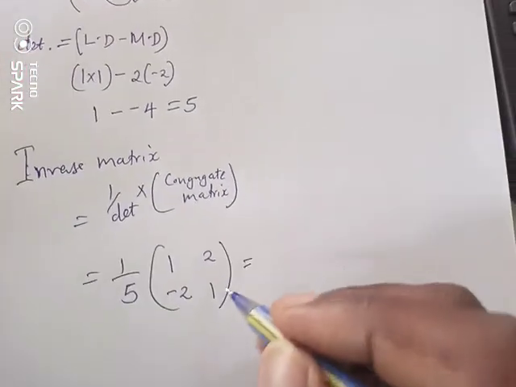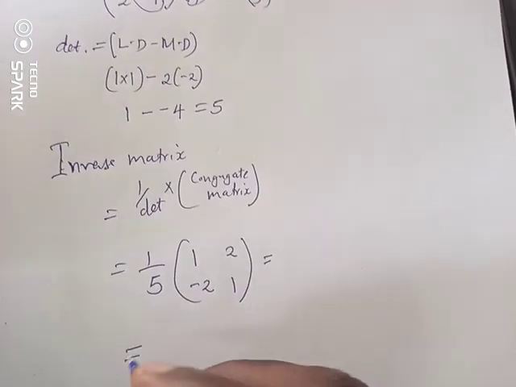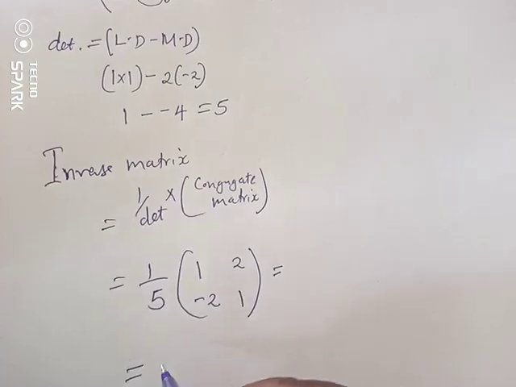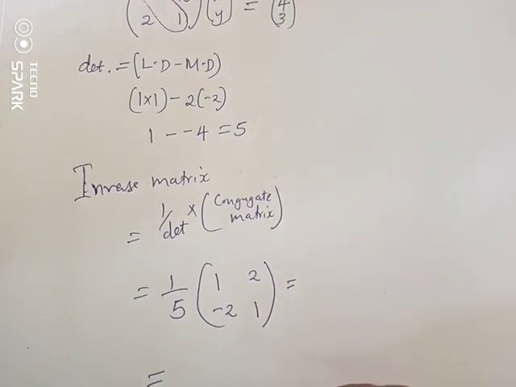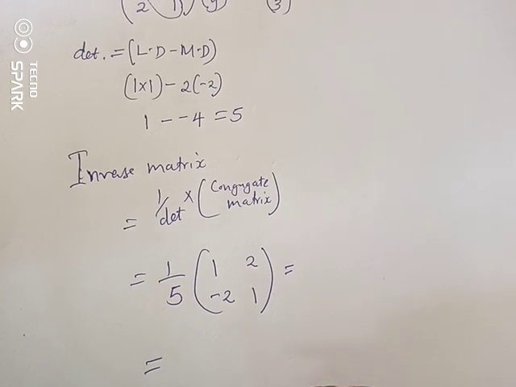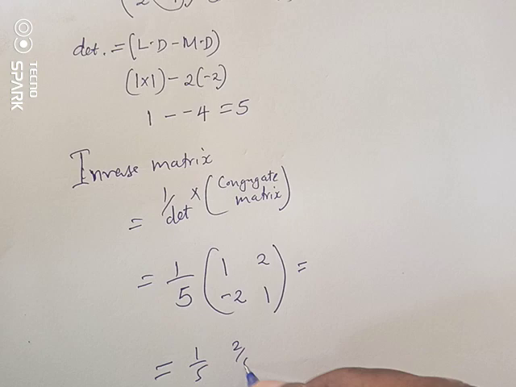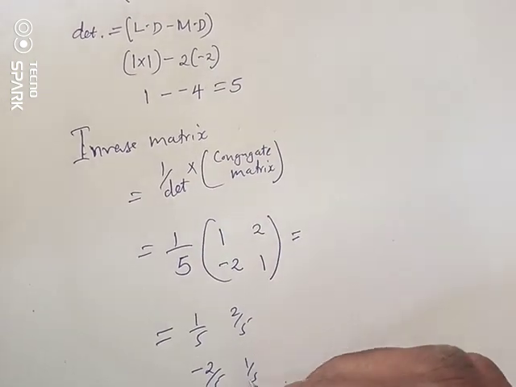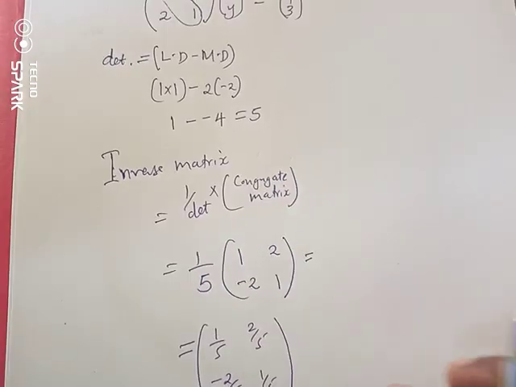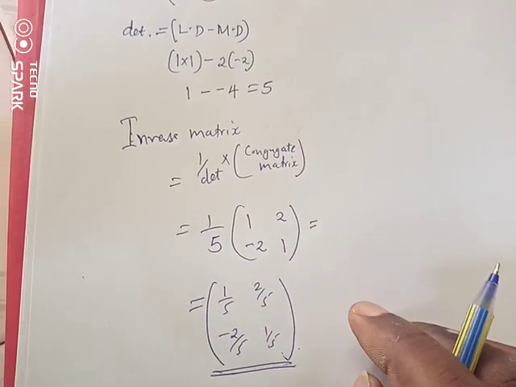So please guys, let's finish this. Don't leave it here. Always simplify. Simplifying this, we multiply every individual element within the bracket by the 1 over det, or by the 1 over 5. So that is 1 over 5, 2 over 5, negative 2 over 5, and 1 over 5 respectively. So that shall be the inverse matrix.